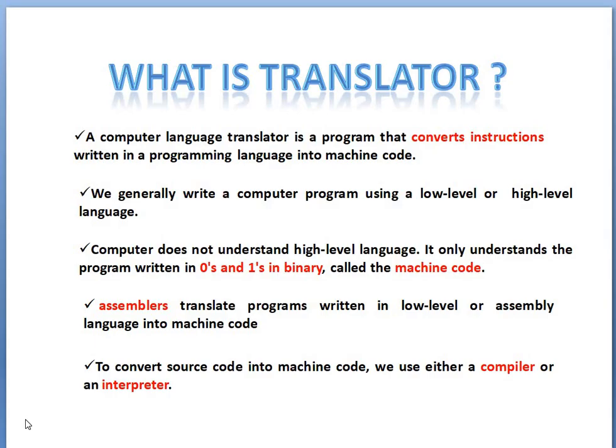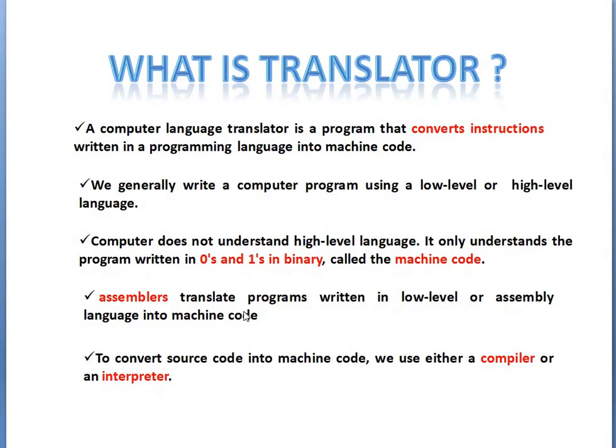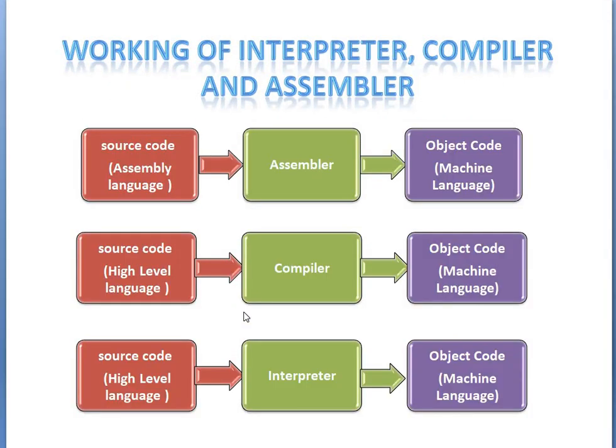Basically, there are three types of translators: compiler, interpreter, and an assembler. Assembler is used to translate a low level or assembly level coding into a machine code, whereas compiler and interpreters are used to translate a high level language coding into machine level. So we will see it one by one.